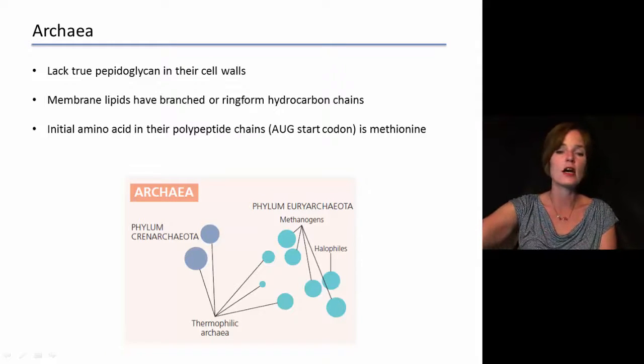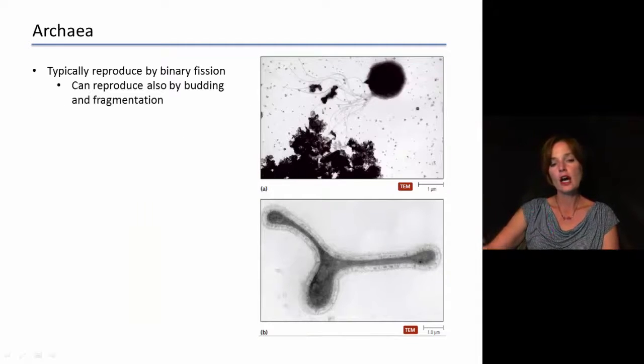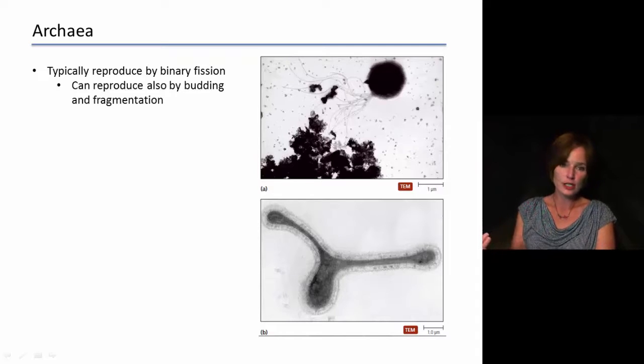When we get done separating them out, the archaea can be grouped into 2 main phyla. Those are the phyla that you see here. Now, if we talk about their reproduction, archaea typically reproduce by binary fission. They can also reproduce in other ways. They can reproduce by budding. They can reproduce by fragmentation. Both of these would be asexual reproduction strategies, so these would produce genetically identical cells.